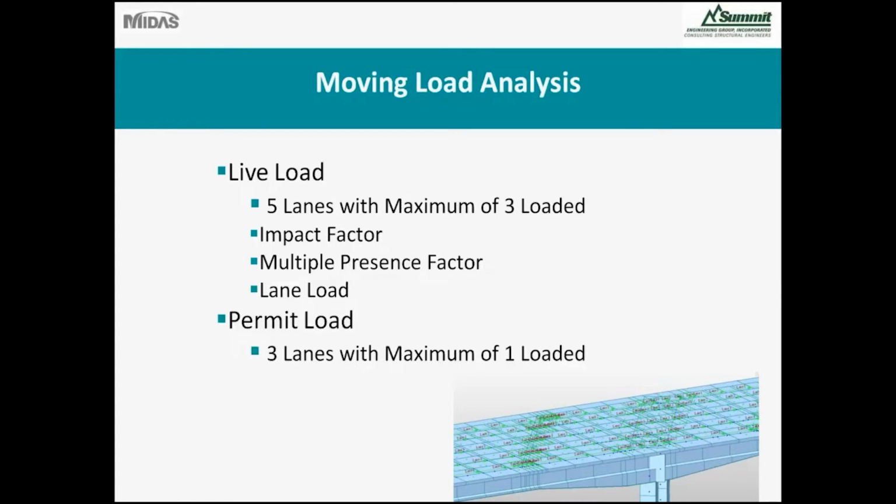The live load with the HL93 had a maximum of 5 lanes with a maximum of 3 lanes loaded at any time, and that included an impact factor, multiple presence factor, and a lane load. The permit load, we restrained that to only the center 3 lanes with a maximum of 1 at a time. And that was because in a permit situation, it would likely be 1 at a time in the center of the bridge.